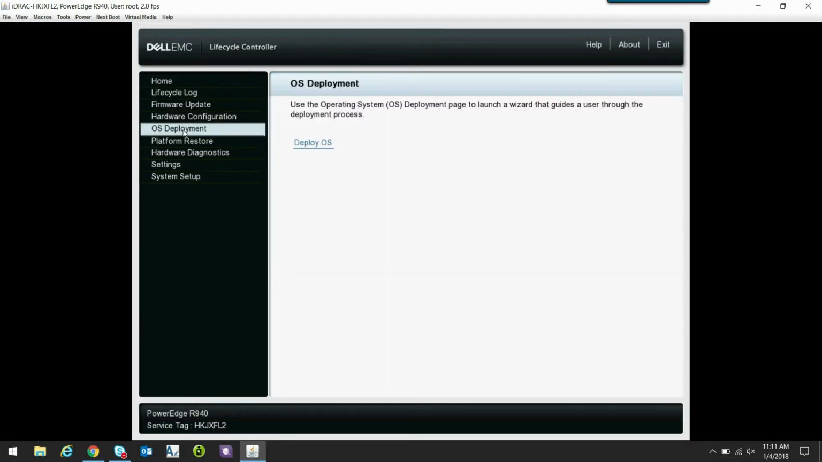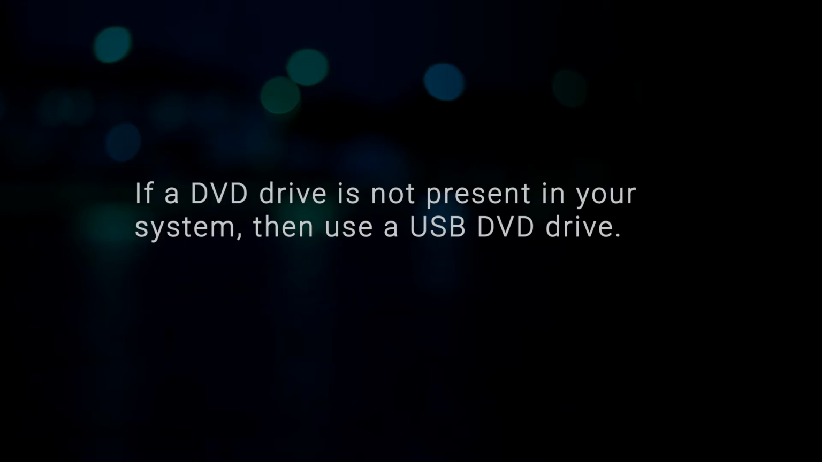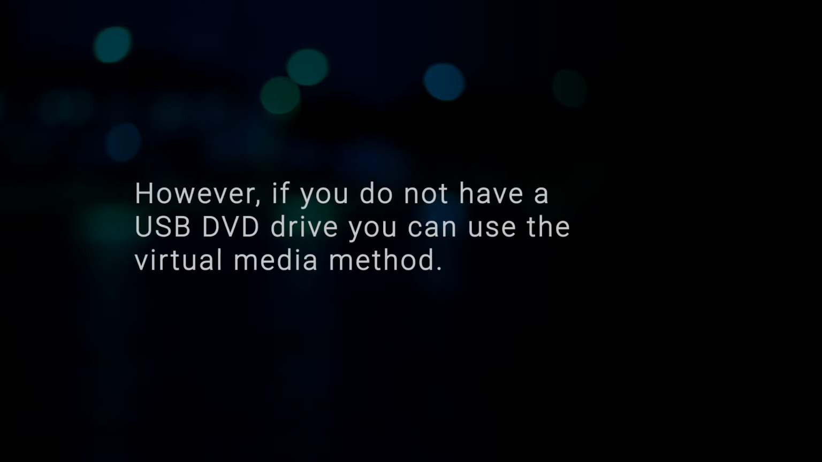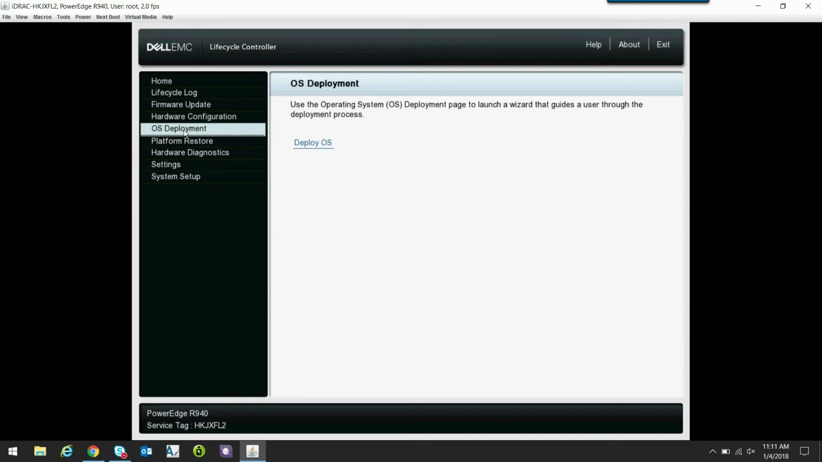Click OS Deployment. If you have the Dell OEM Recovery DVD media, insert it into your DVD drive and continue with the Lifecycle Controller wizard. If a DVD drive is not present in your system, then use a USB DVD drive. However, if you do not have a USB DVD drive, you can use the Virtual Media method. If you want to use the Virtual Media method, then you need to have the Microsoft Windows Server 2016 ISO image ready in your system. In this video, we will be using the Virtual Media method for installation.